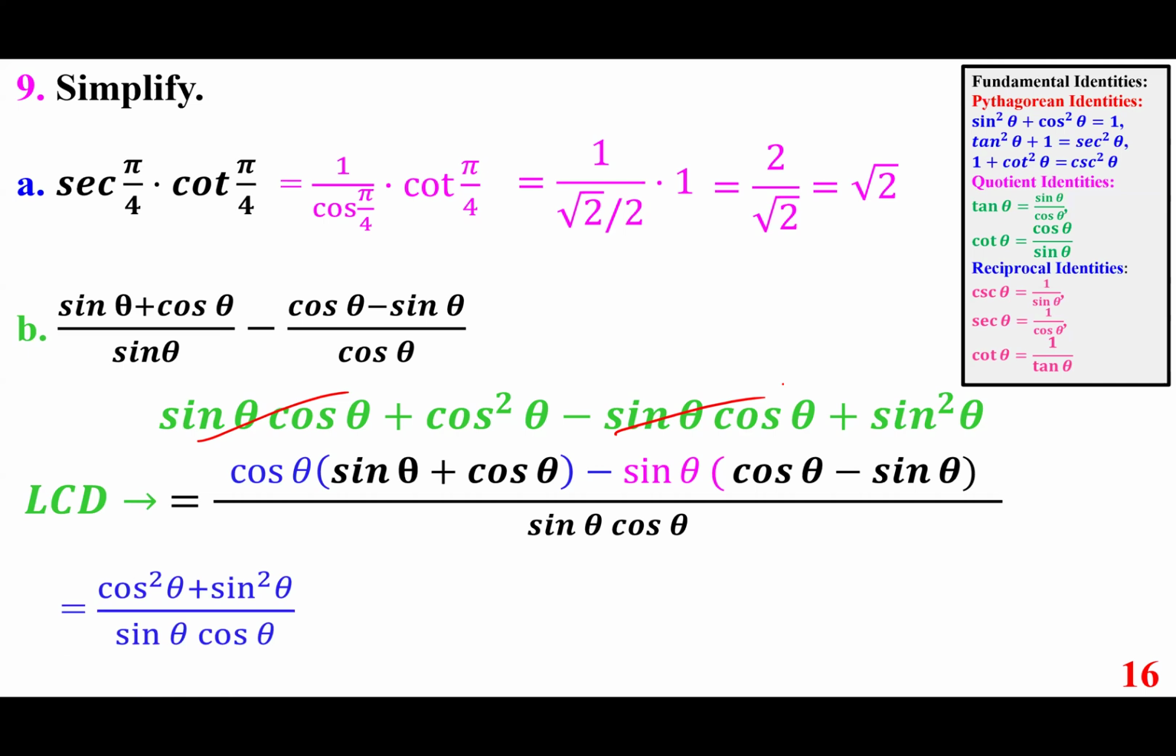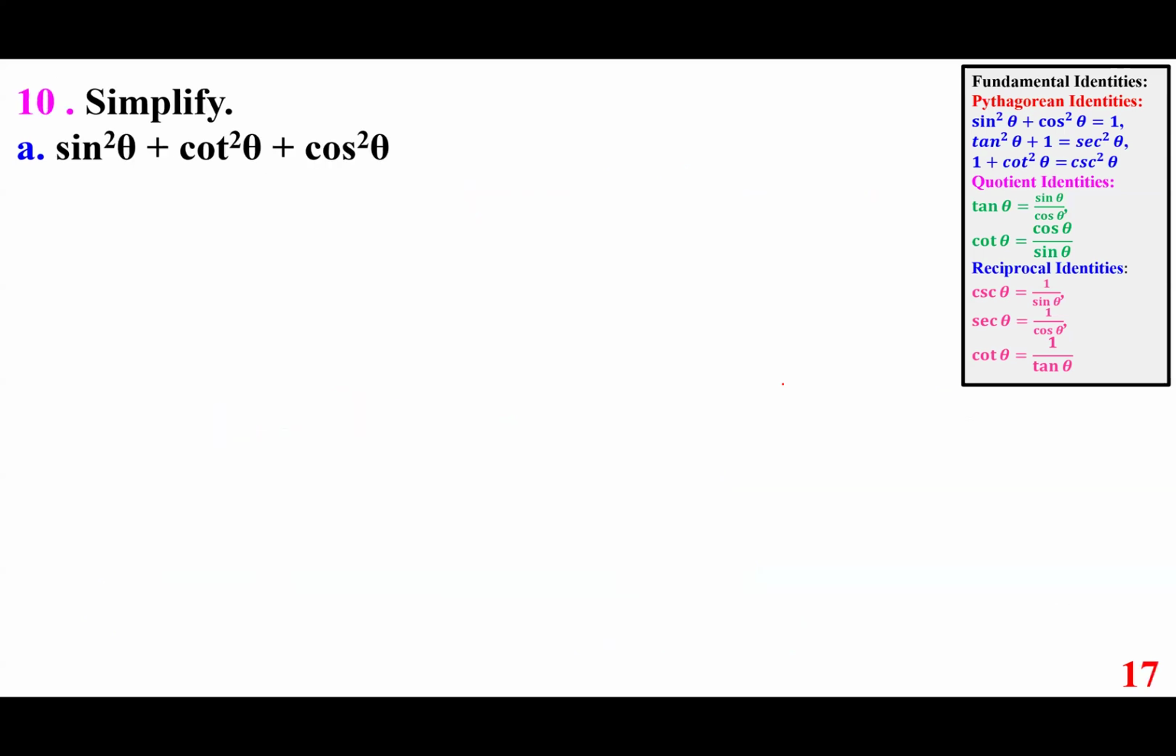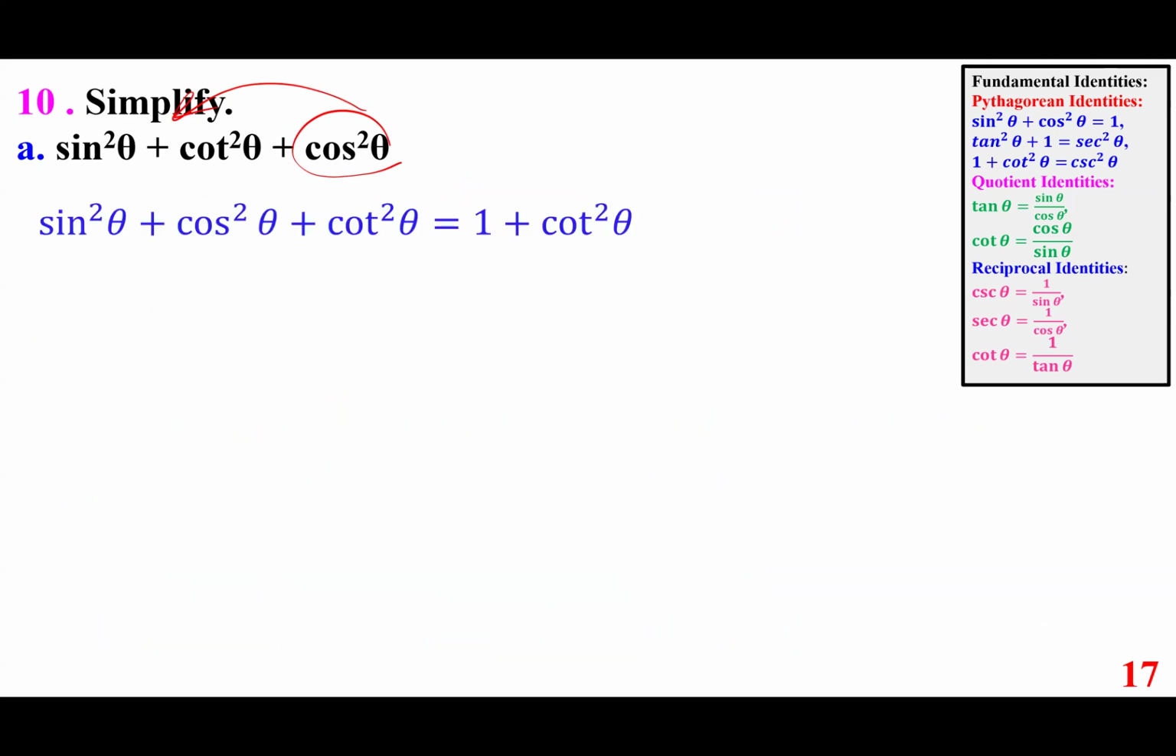The numerator is cosine squared plus sine squared, which is equal to 1. 1 over sine theta, 1 over cosine theta means cosecant times secant, and that's the final answer: cosecant theta secant theta. I'm going to continue on that thought, and I hope you recognize you don't even have to move things, but let's move cosine squared next to sine squared so we can see it's 1. And 1 plus cotangent squared is cosecant squared, one of the Pythagorean identities.